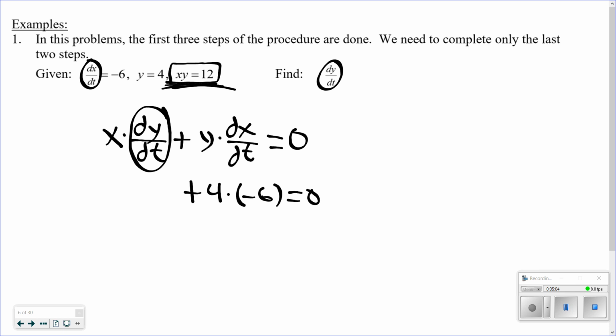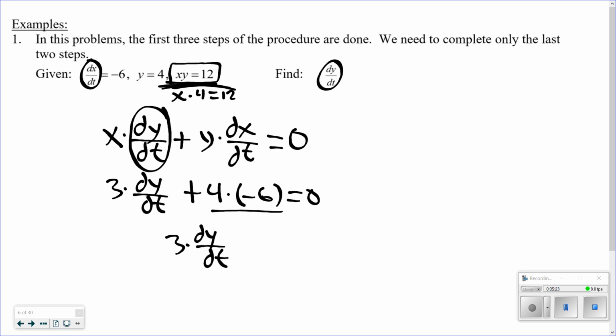If I go back up to this equation, if I know y is 4, I can plug 4 in for y and solve for x. X would have to be 3. Okay, now I've got everything but dy dt. I can solve this. So this is a minus 24. I can add it over. 3 dy dt equals 24, divide by 3. So dy dt is equal to 8.